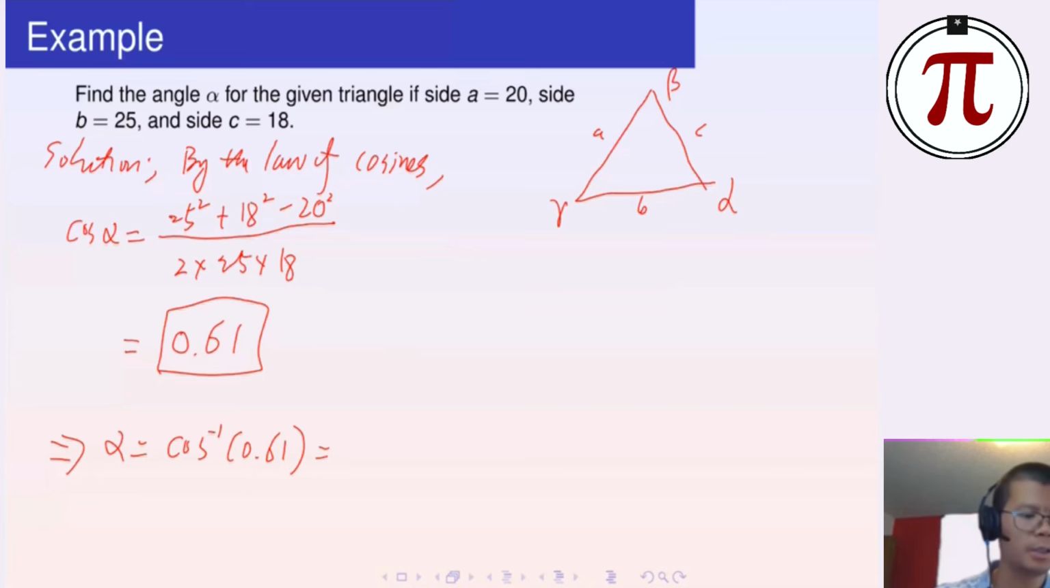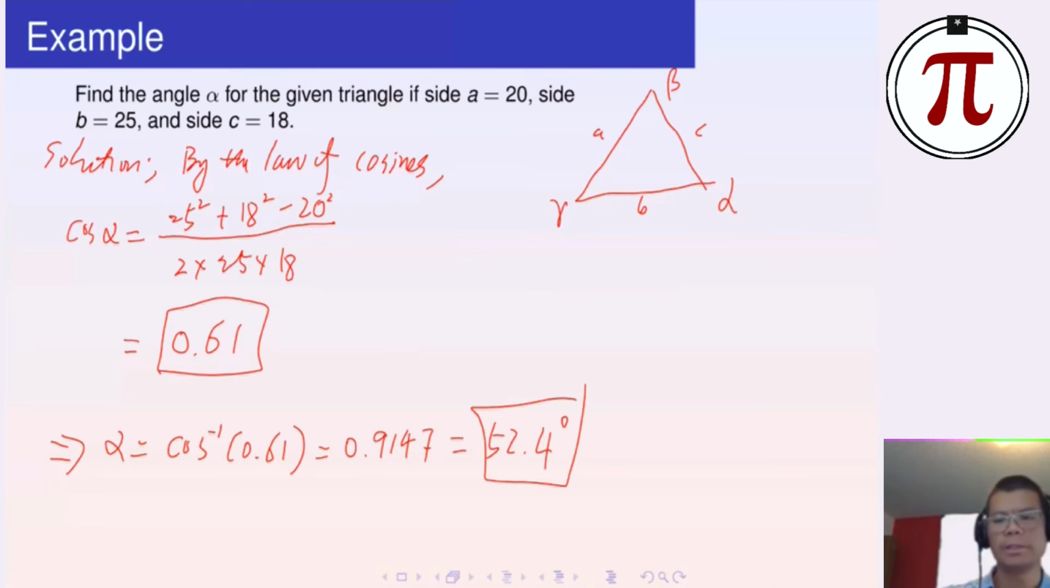What did you get? 0.9147. Well, this is in radians, but converted to degrees, 52.4105. Okay, we can just round to 1 decimal place for degrees, right? So that's going to be 52.4 degrees. Very good.